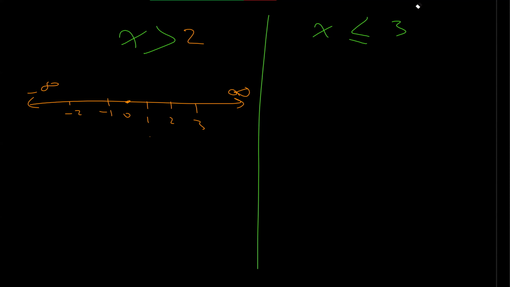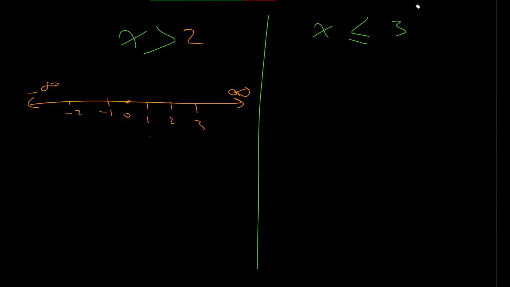What is possible to be x? X greater than 2. So can it be 2? No, because they said greater than 2. Greater than 2 means 2 is not there. X cannot be 2. That means it can be a number like 2.1 or 2.001. Any number that is greater than 2.